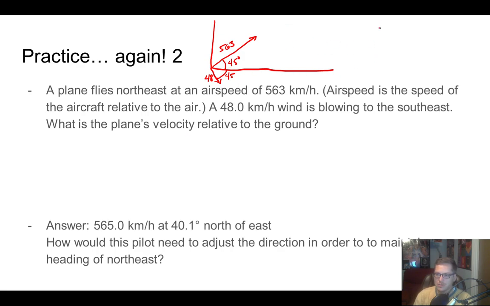Okay, it's just a vector problem. All right, so we've got a 563, and we need to combine it with a 48. Now, what's the angle between these two? Well, it's a 90-degree angle.